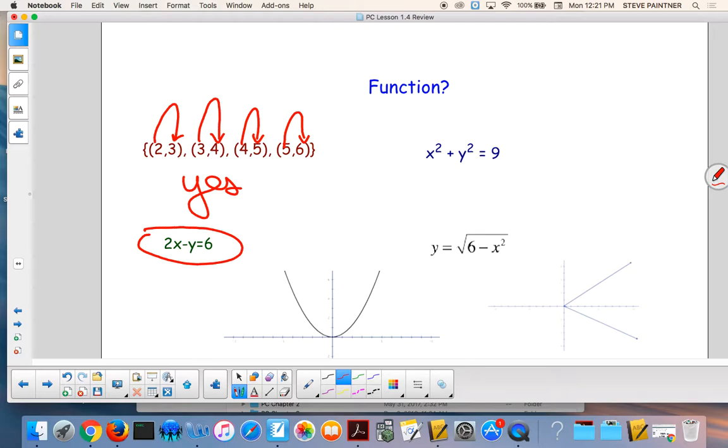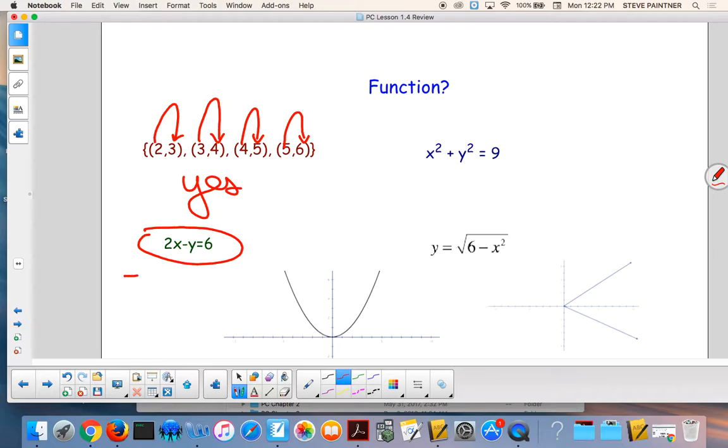What's wrong with a vertical line? You're getting a ton of y values. Yeah, a vertical line: 3, 0; 3, 1; 3, 2; 3, 4. So vertical lines are not functions. But you're kind of right when you say it's a line. It's a function. But here's the way I would tackle these kind of problems.